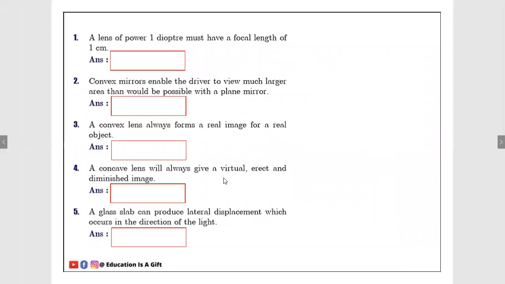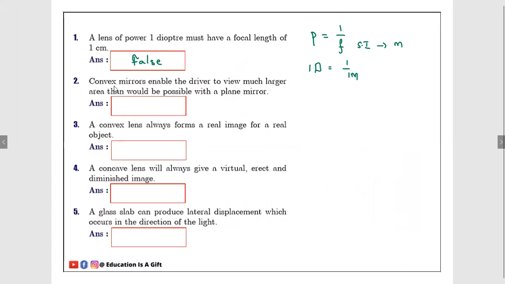Here I'll try to explain every question in detail so that you can understand the concepts. Number one: a lens of power 1 diopter must have a focal length of 1 centimeter. We know the formula: power P is equal to the reciprocal of focal length, where f stands for focal length. The SI unit of focal length must be meters. Here they gave a focal length of 1 centimeter. If you want power of 1 diopter, that must be 1 meter. So the answer is false, because the unit is not centimeter, it is meter.